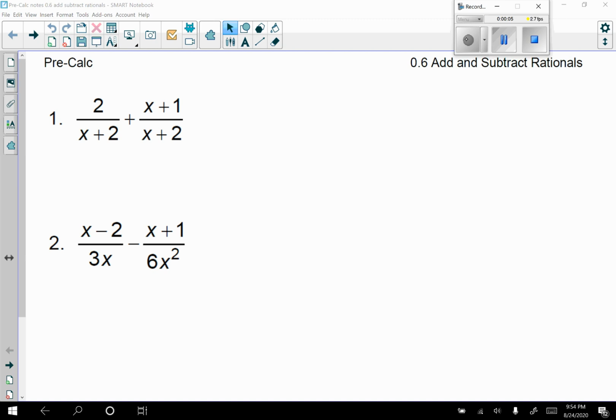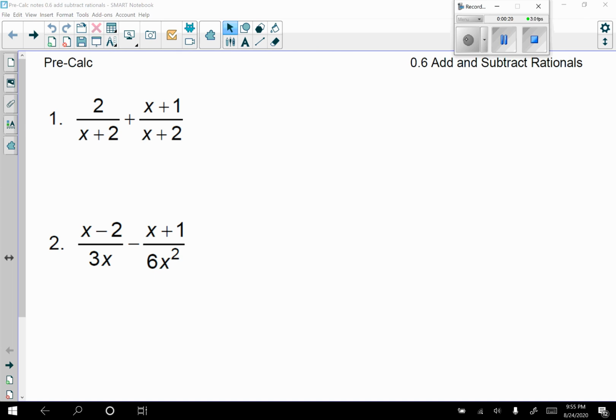Hello, pre-calculus. Let's do everybody's favorite, add and subtract rationals. So adding and subtracting fractions. So remember what you have to add and subtract. Let's take a look at a couple, hopefully quick ones first.